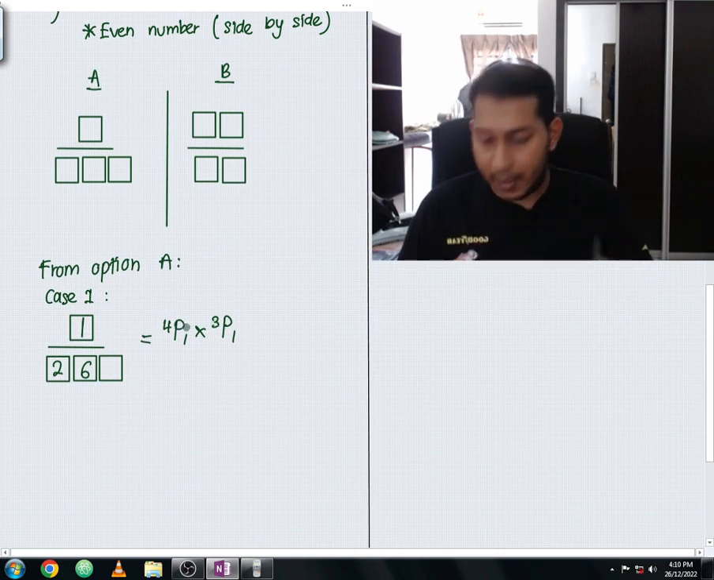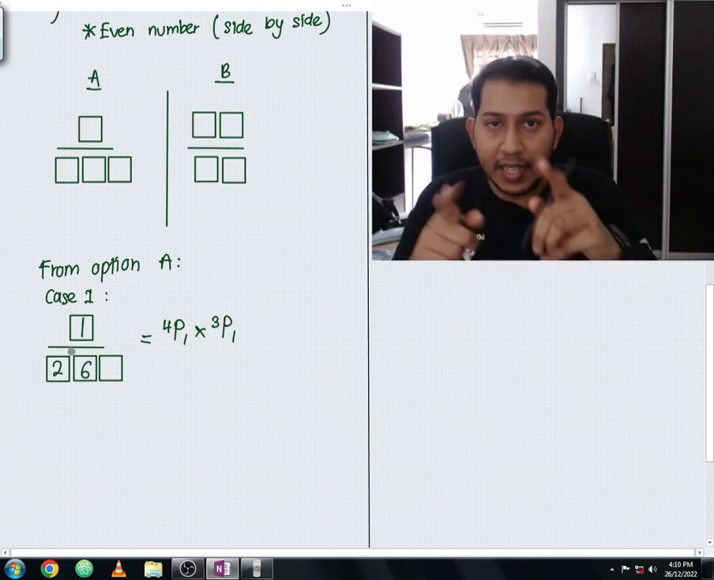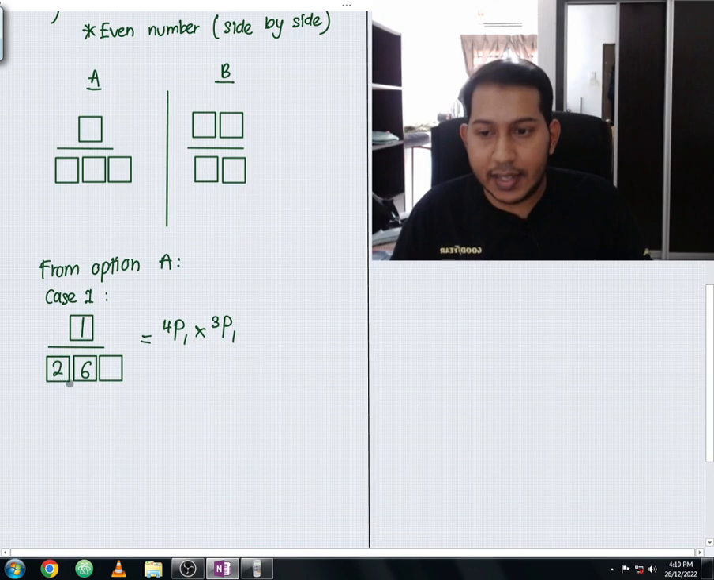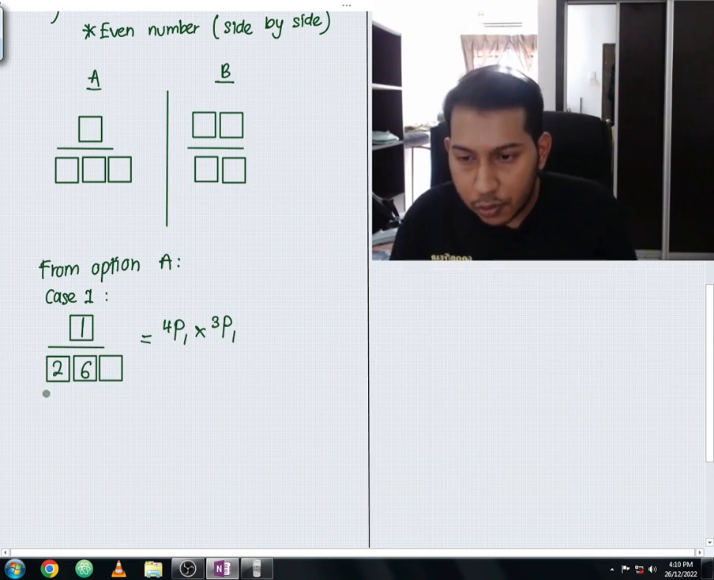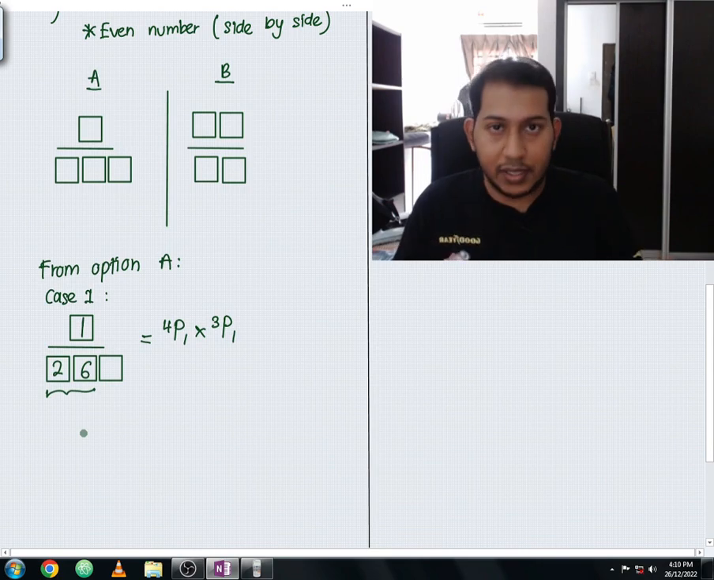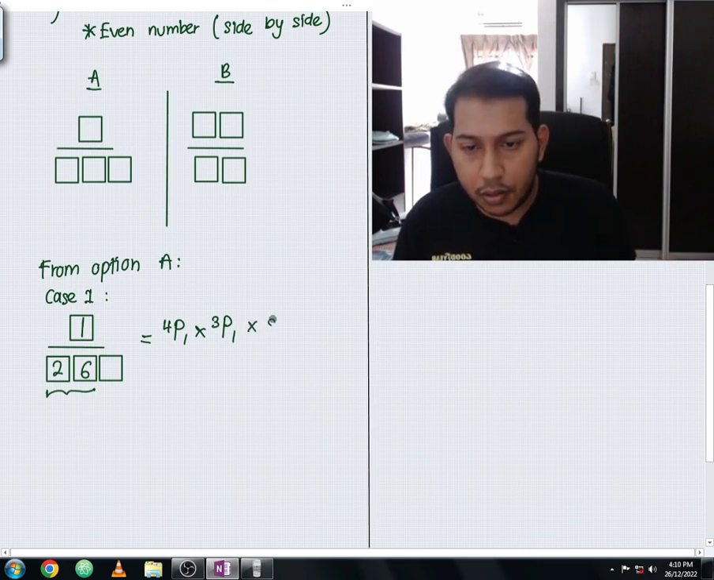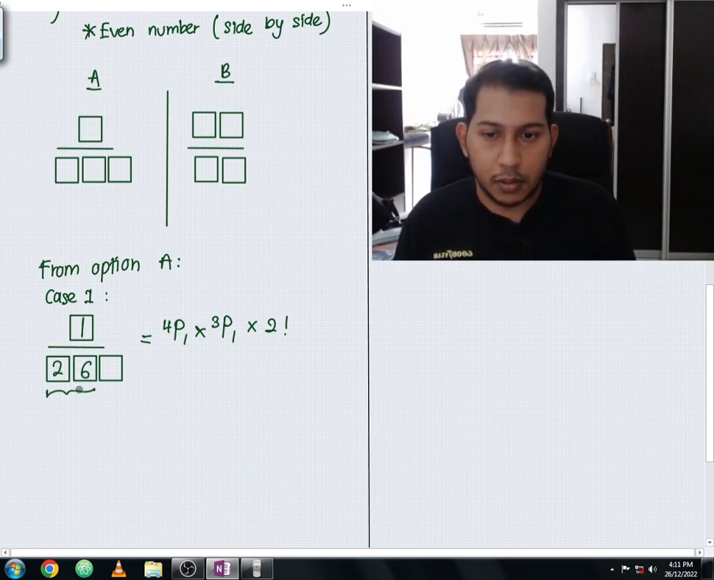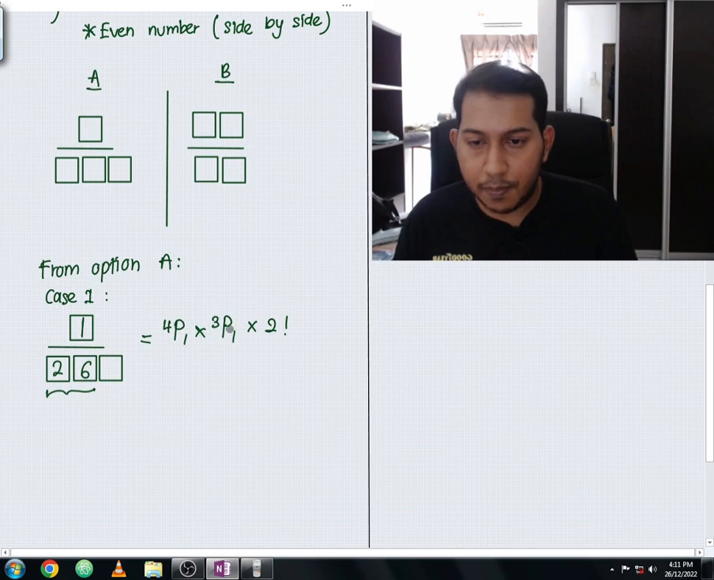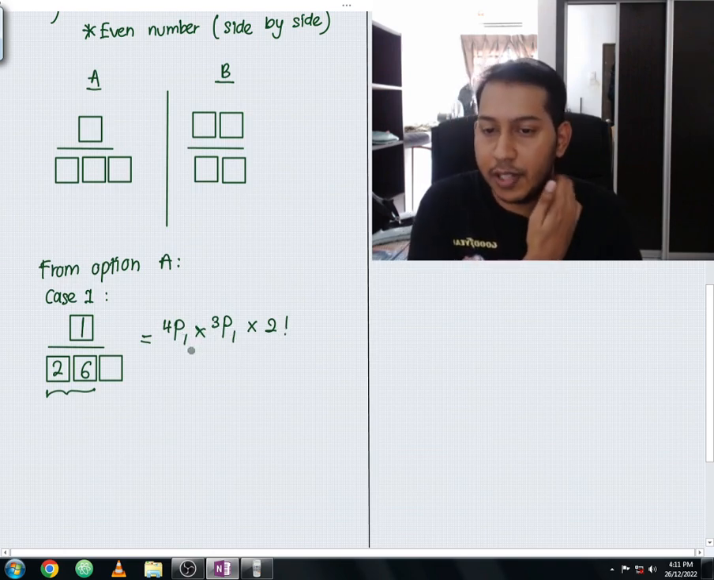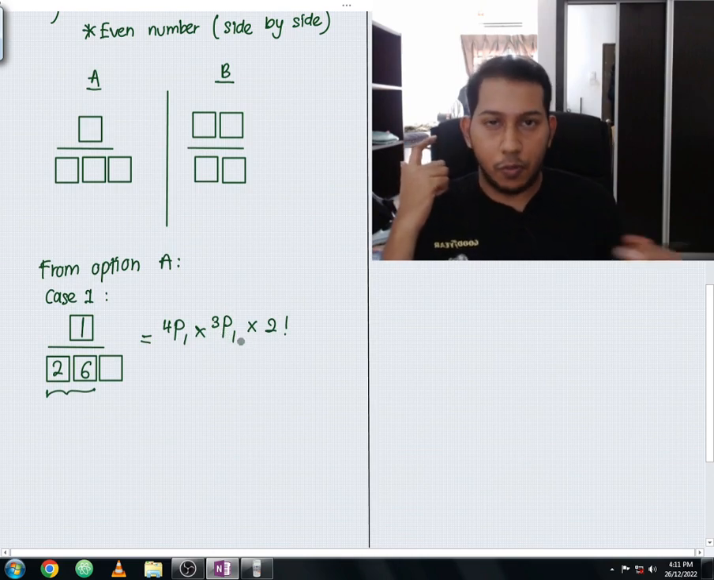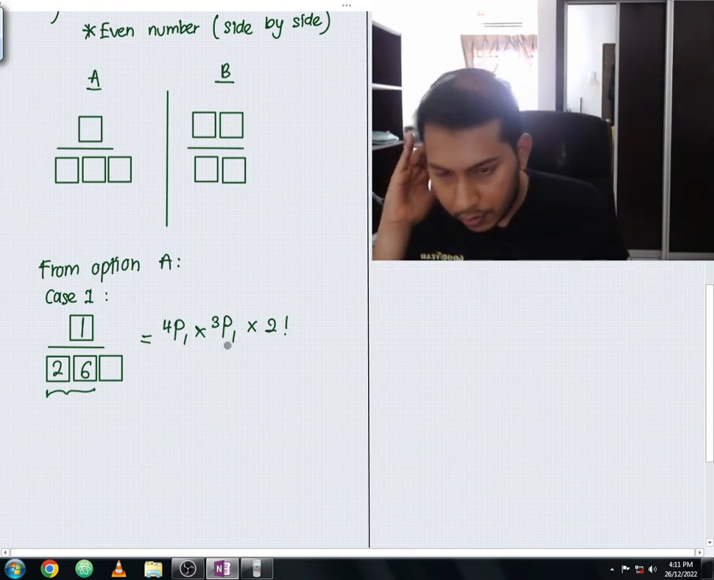Okay, and then you times them together. And remember these 2 and 6 within themselves can switch places. Like I said, 2 can be in front or can be back, 6 can be back or can be in front. You can have 2, 6 and 6, 2 within this first 2 block. Possible, right? So that's why you have here 2 factorial. So 4 pick 1 times 3 pick 1 times 2 factorial, or 4 permutate 1 times 3 permutate 1 times 2 factorial. Okay, so you calculate this.